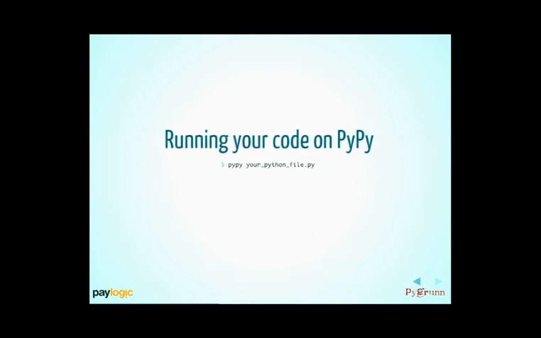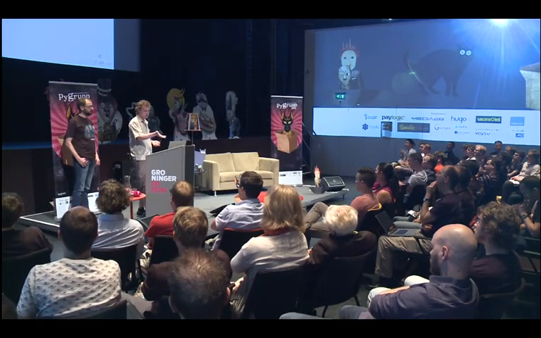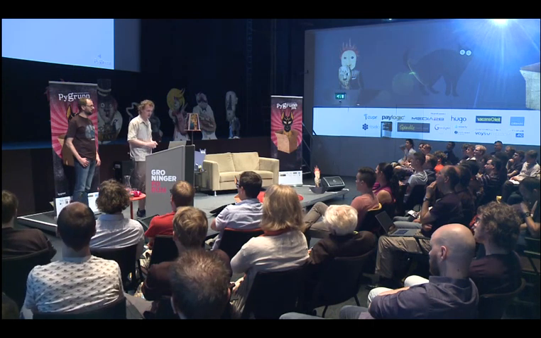So then, running your code on PyPy, how to actually use it. It can start very simple. You just install PyPy. There are several options for that. For example, they provide a PPA for Debian and Ubuntu systems. You can compile it from source, you can download raw binaries if that's your thing. Nowadays, a lot of operating systems also provide pre-built binary packages. So this is the simplest way to run your code on PyPy.